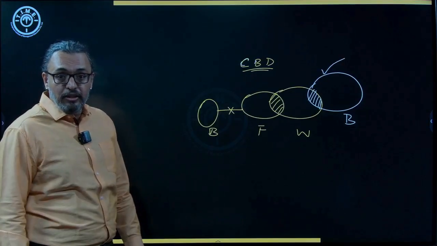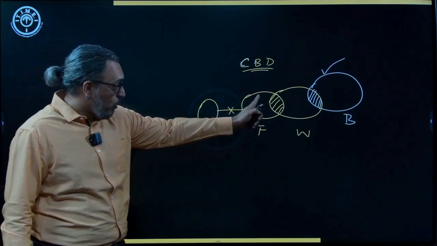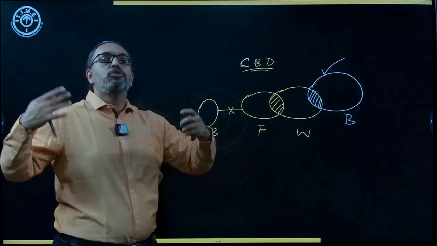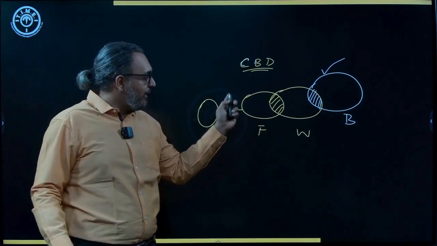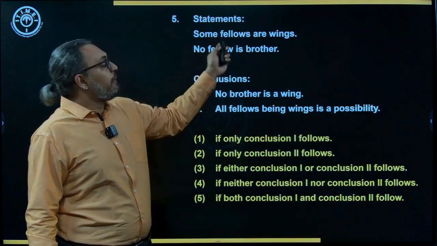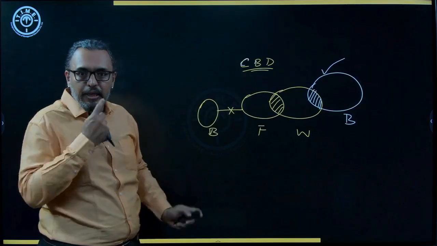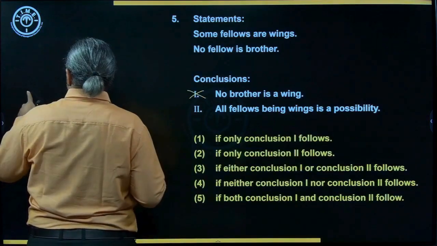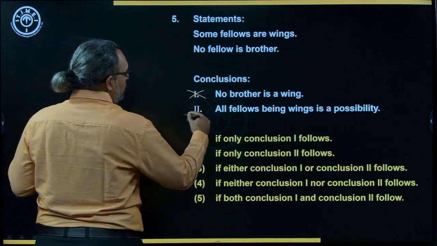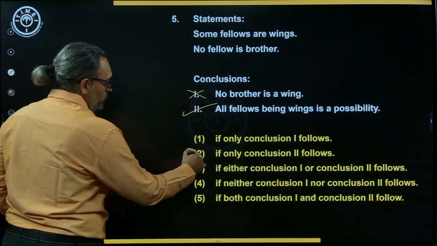Are you able to follow that, everyone? Yes? So that is what you need to understand here. When you already have some fellows are wings, that overlap should be there. How much overlap there is, you need not worry about it. I can take the complete F inside W, I can take the complete W inside F, because only some is given. Then it is fine. Correct? So yes, I can say that conclusion 2 definitely follows. So my answer is going to be only 2 follows. Second option.